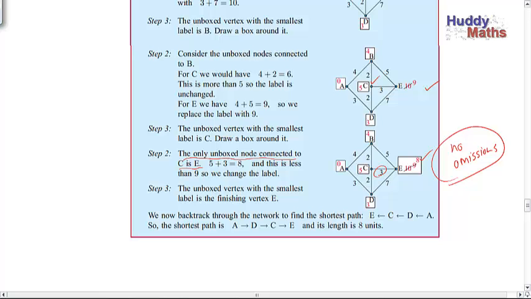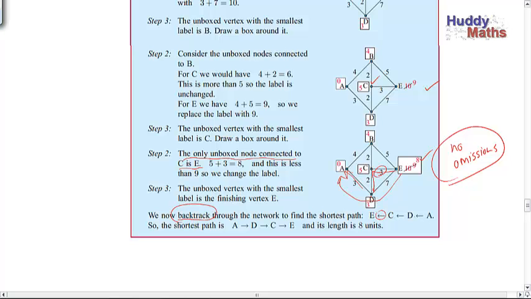Now the idea is to backtrack through the network to find the shortest path. So we're going to start at E. E to C to D to A, go backwards now. So A to D to C to E. Coming back from here, we said it was 8, we've got to find how it's 8. 3, 2 and 6. E to C to D to A. Coming back through this one, E to C to D to A.